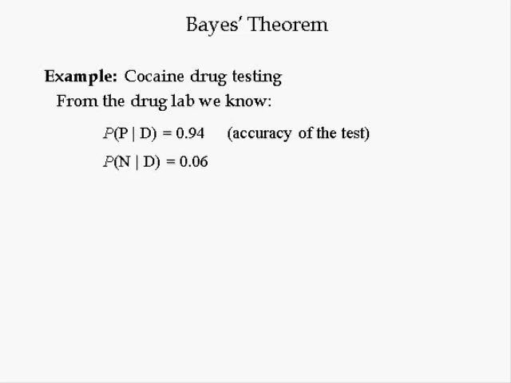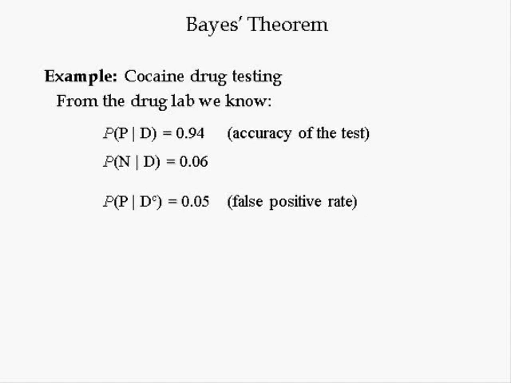The probability a person tests negative for drugs, given he is a druggie, is 0.06. This means that 6% of the time, the test indicates there are no drugs in samples known to contain drugs. The probability a person tests positive for drugs, given he is not a druggie, is 0.05. This is the drug lab's false positive rate.